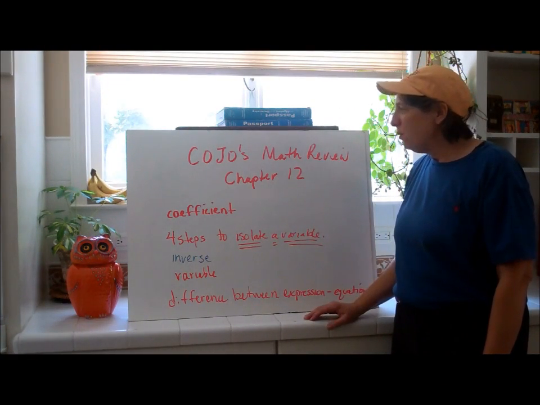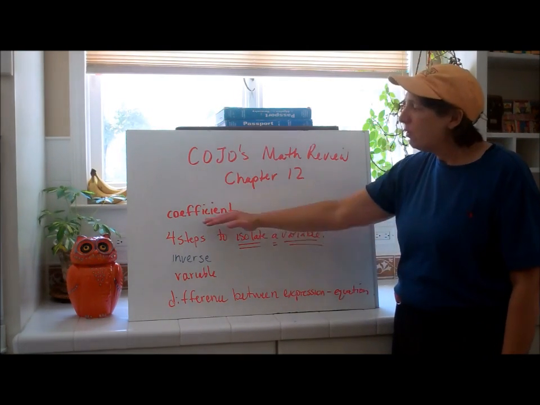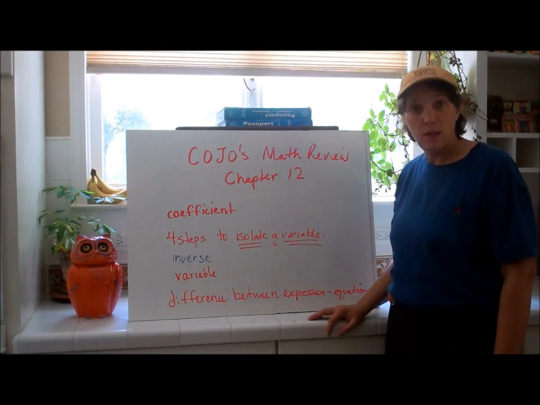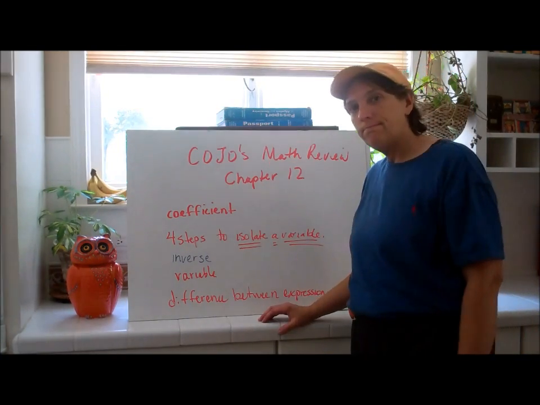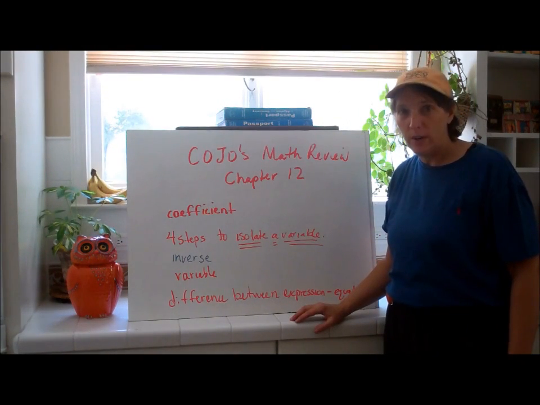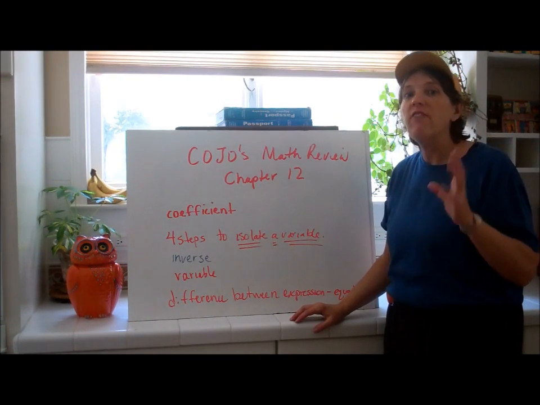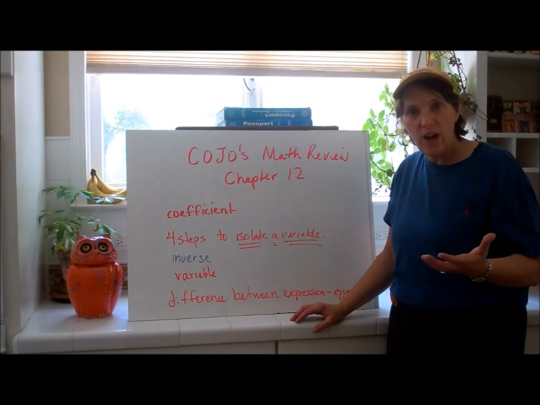Alright, so here are some of the terms that you need to know for the test. The word coefficient, and you need to know how to spell it. That's required. What is the coefficient? That's right, it's the number that you're multiplying by the variable. Like 5x, the coefficient is 5.